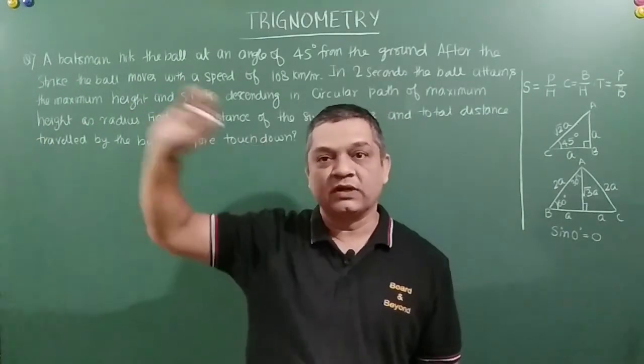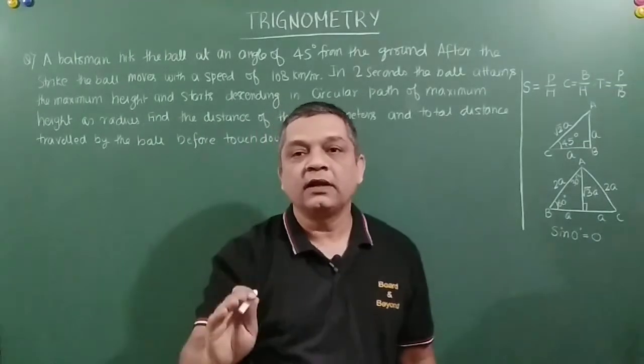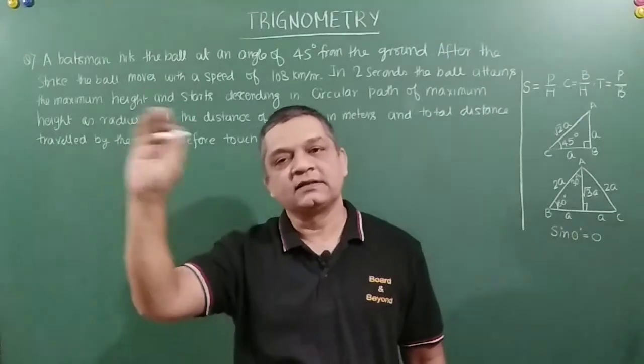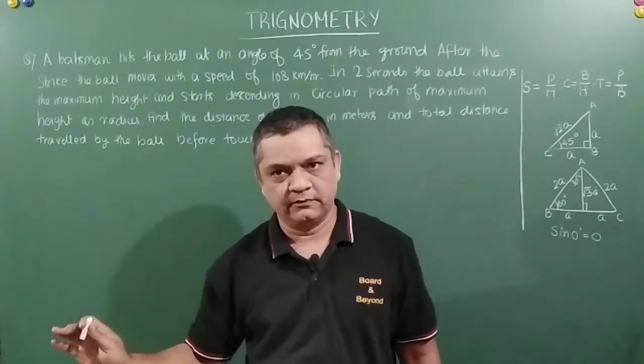But how does it drop? I have explained that also. So it is dropping in a circular path, taking the maximum height as the radius, right? So it has dropped and it has touched down, right?